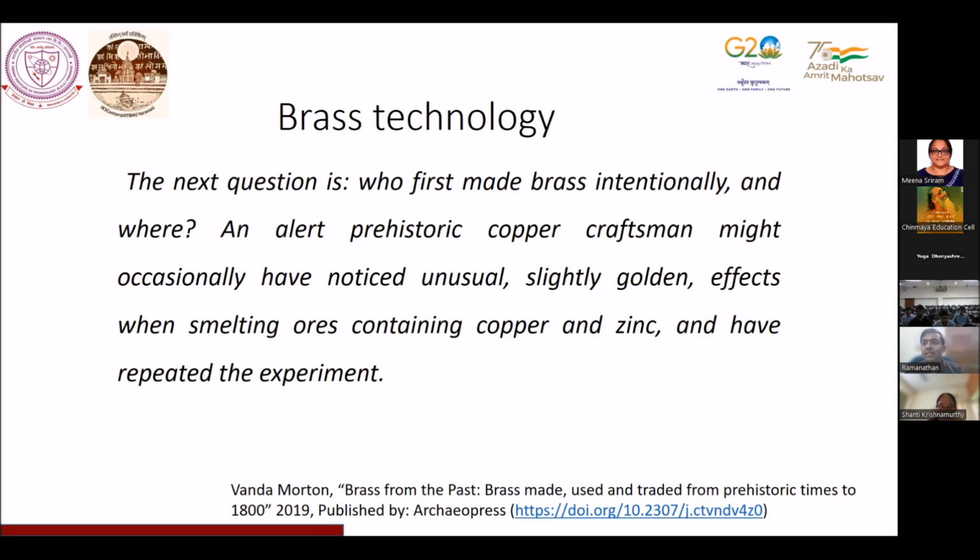But in such a case, you will not be able to make brass with a zinc percentage of more than 20 to 25%. But in the case of intentional brass, the percentage of zinc can go very high, even more than 30%. So that begs a larger question: how did our ancestors process zinc?